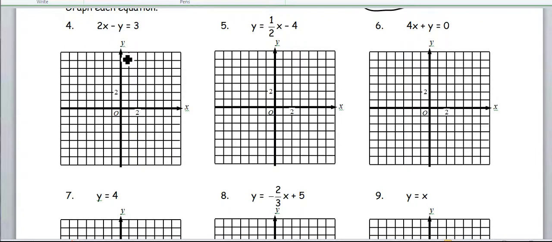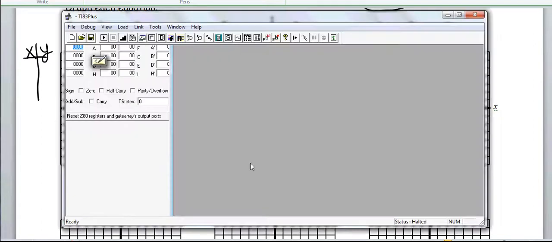Alright. Number 4, we need to get y by itself. So take a moment and get y by itself. And you should come up with something like that. Now, right here, what I want you to do is put that into a table in your calculator.